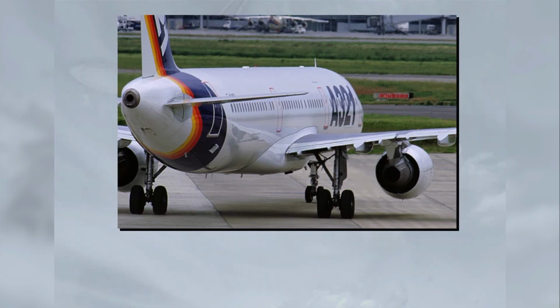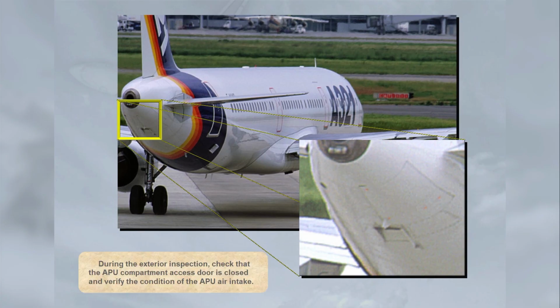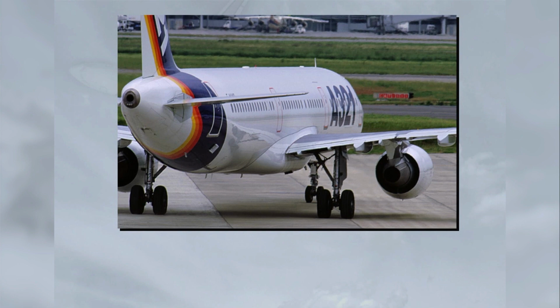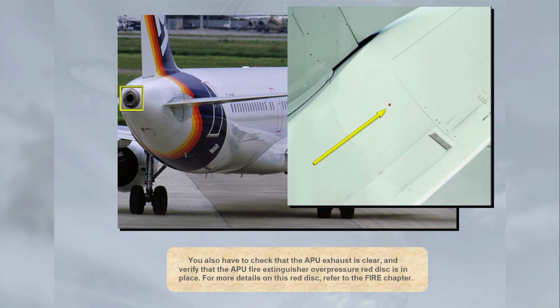During the exterior inspection, check that the APU compartment access door is closed and verify the condition of the APU air intake. You also have to check that the APU exhaust is clear and verify that the APU fire extinguisher overpressure red disc is in place. For more details on this red disc, refer to the fire chapter.